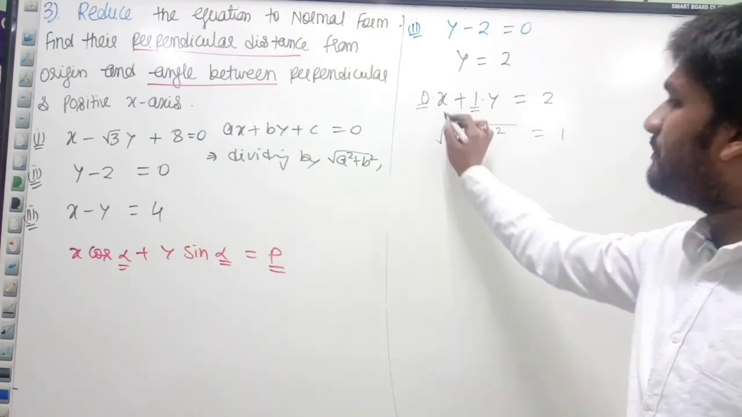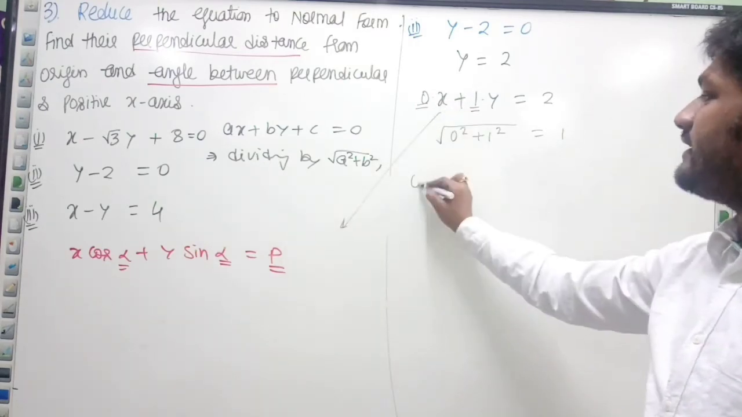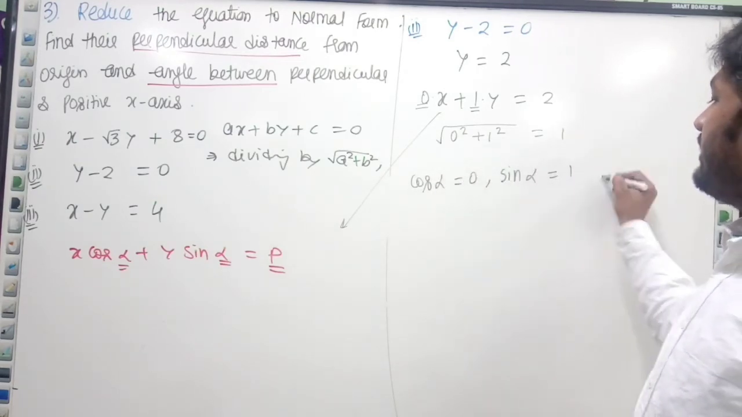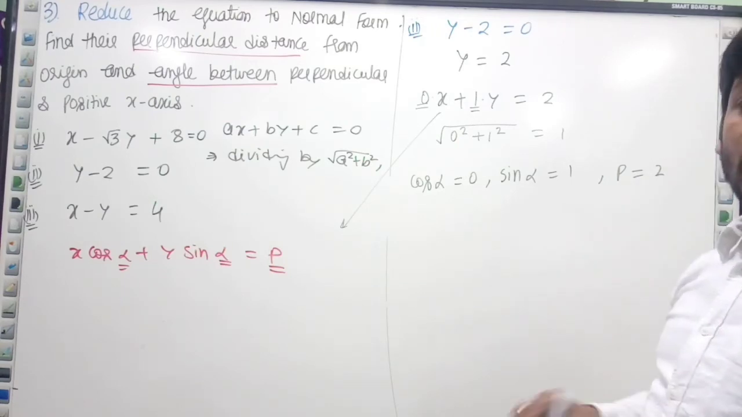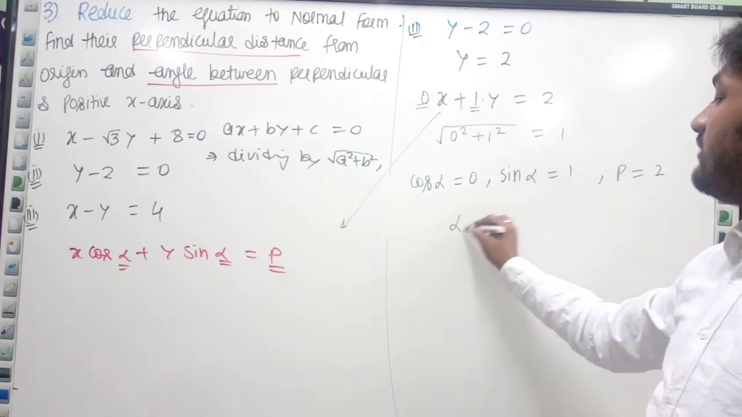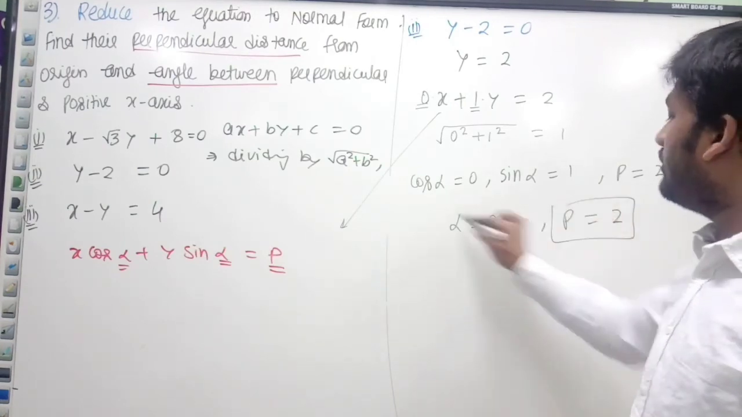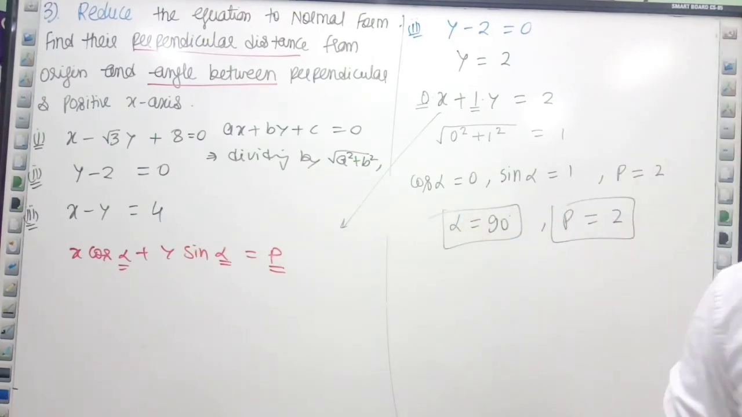So we will directly compare with x cos alpha plus y sin alpha equal to p. Cos alpha is 0, sin alpha is 1 and this p is 2. Cos 0 and sin 1 happens when alpha is 90 degrees and this p is 2. Perpendicular distance is 2 and alpha is 90 degrees and this is the answer.